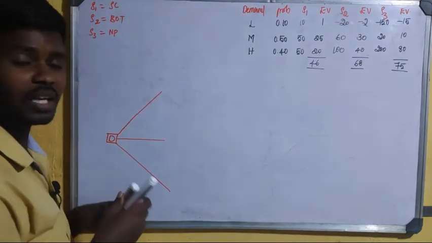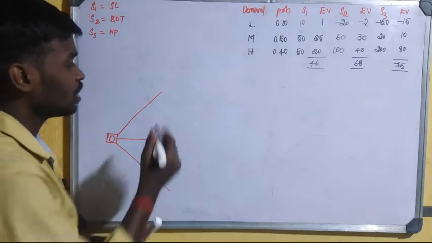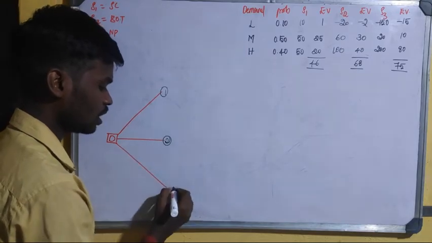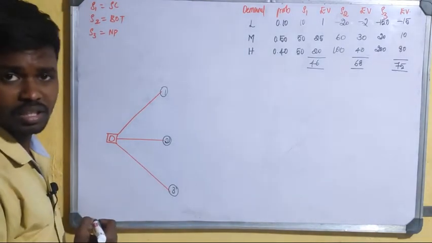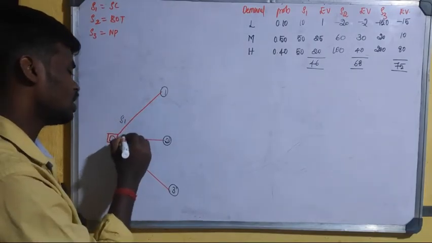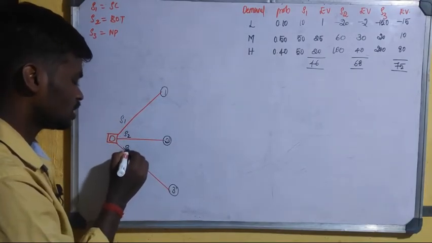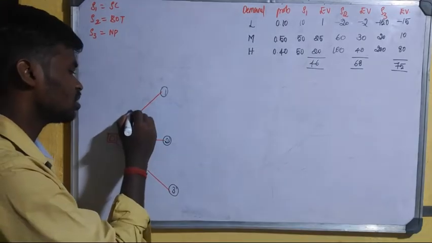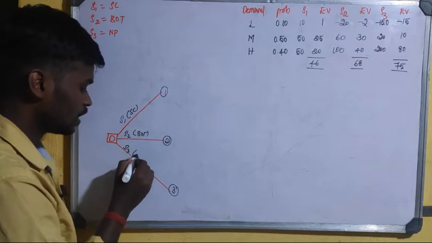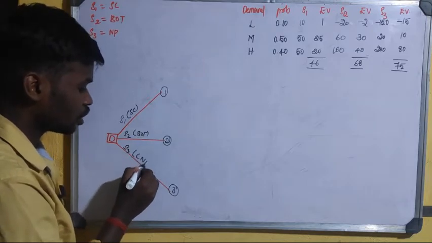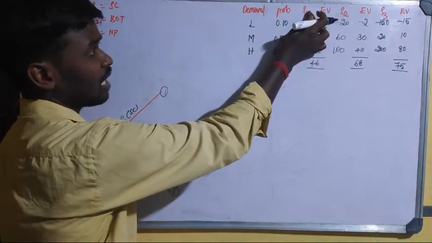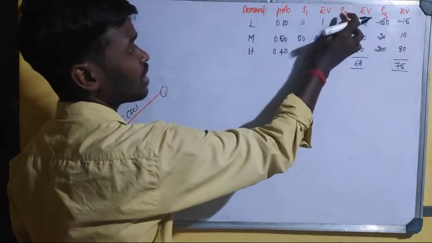So how many alternatives are there? That is 1, 2 and 3 alternatives are available. So what are the alternatives? That is S1, S2 and S3, which means subcontracting, overtime and construction of a new plant. Now see, we have the three alternatives S1, S2, S3.